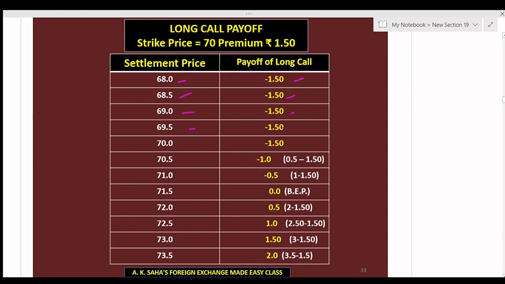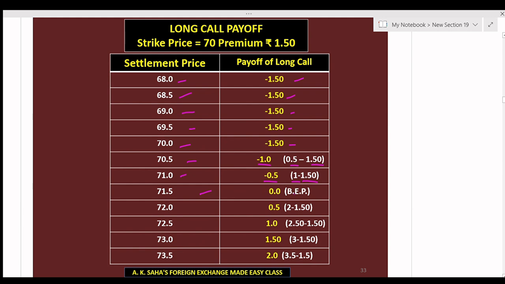At 69.5, it will be 1.50 loss. Even at 70, that will be minus 1.50. At 70.50, the loss will decrease to 1, that is 0.5 is the profit, minus 1.5 is the premium paid, so it will be minus 1. If it is 71, then the loss will come down to minus 0.5, that is 1 positive minus 1.50.